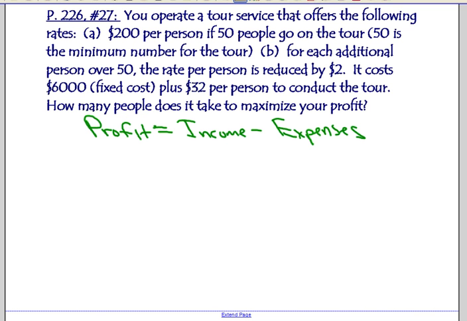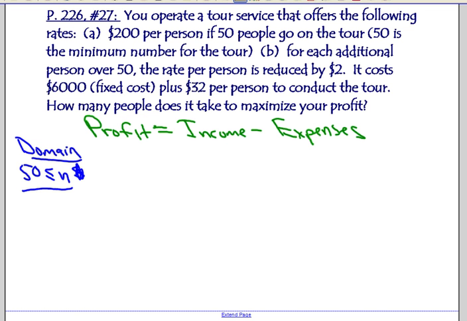First of all, what's our domain? Well, if n is the number of people, n has to be at least 50. And the most we can go on this is, let's see, for each additional person the rate is reduced by 2. It doesn't give us a maximum, does it? I thought there was something there, but I don't see anything. So it does not look like there's a max to this. So our domain is n has to be bigger than or equal to 50.